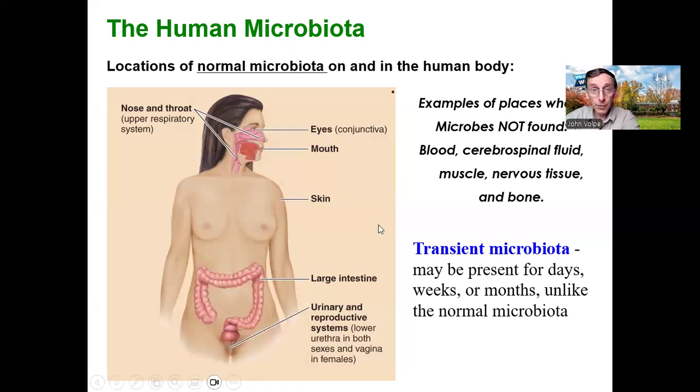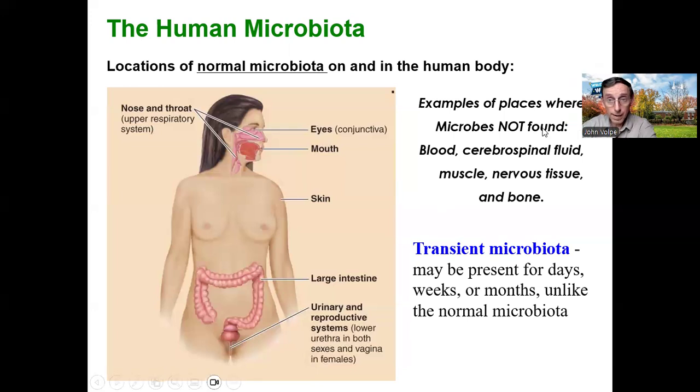So that's where the normal microbiota is normally found. It is not normally found in the blood, cerebrospinal fluid, the muscle, the nervous tissue, the bone, anything internal to the body and not open to the outside. Microbes are not found there. Any question about any of that? That is the normal microbiota.